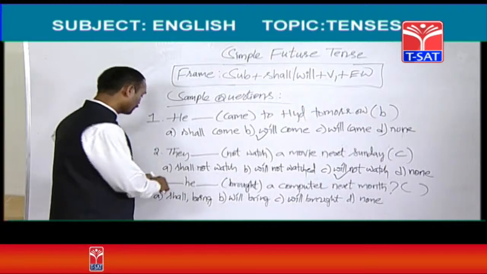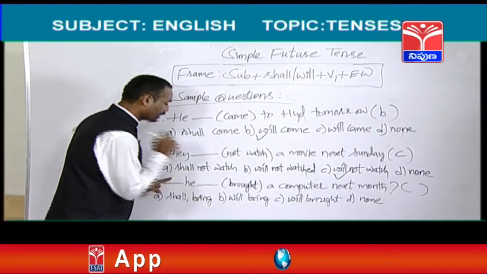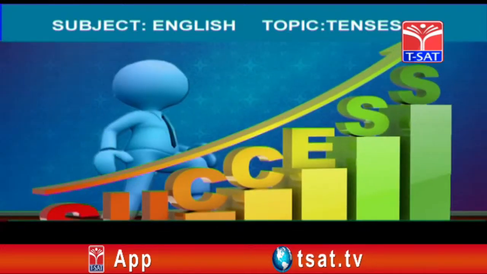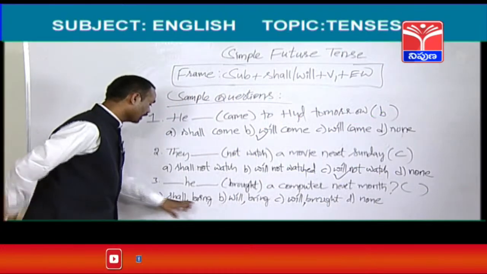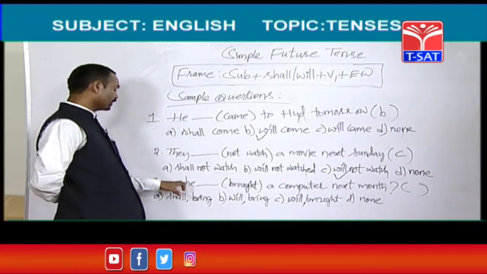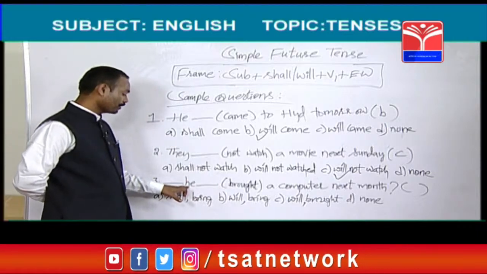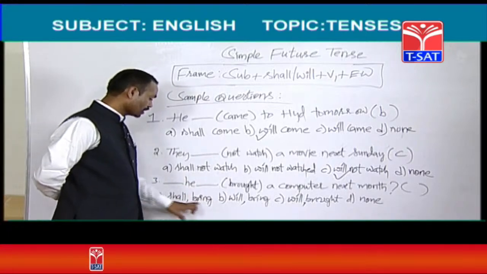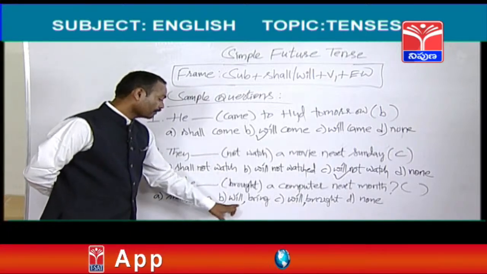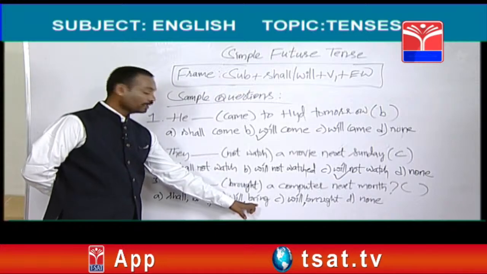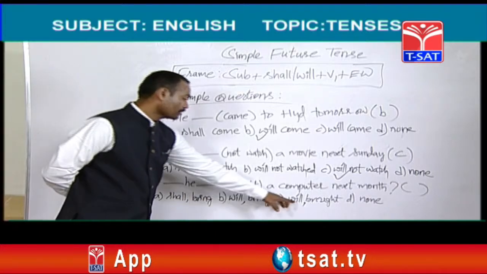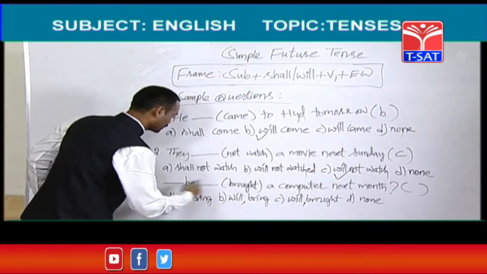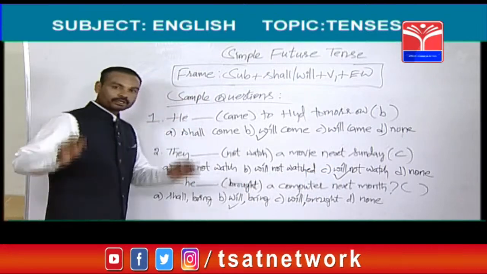So two answers, will plus bring. We should catch where is will and bring here. See friends, shall bring, it is wrong. For example, if they give subject I or we, this is the right answer. But here they have given he. So shall bring is the wrong answer. Will bring, this is the right answer. Will bring is the right answer. So will brought, it is second form, that is wrong. Okay, so the answer for the third question, B is the right answer.